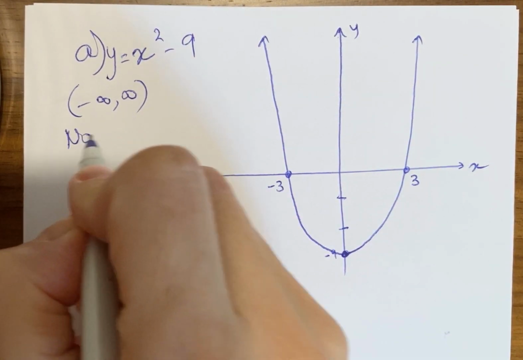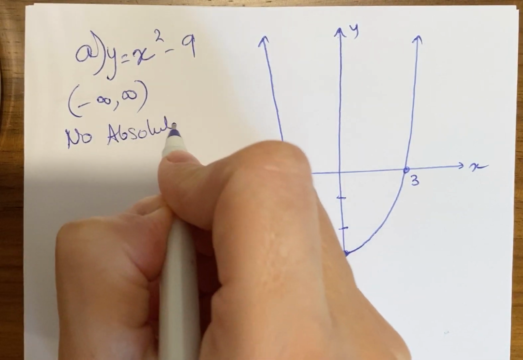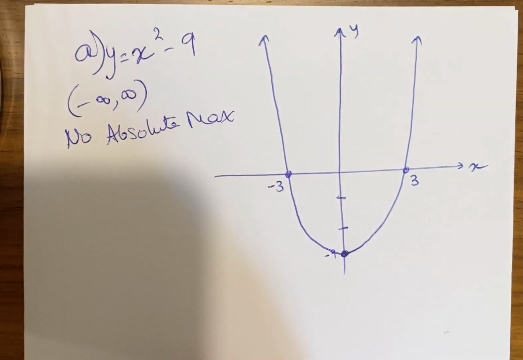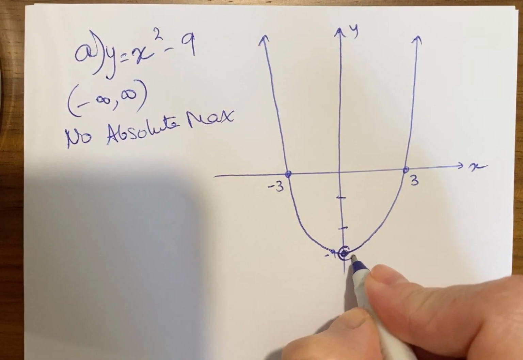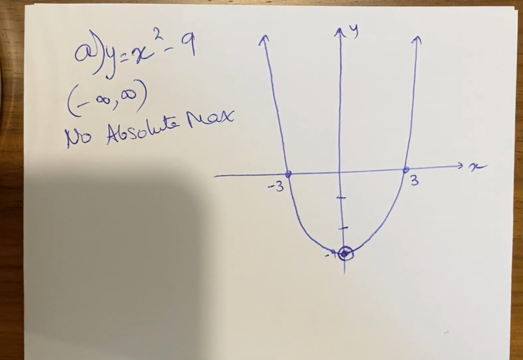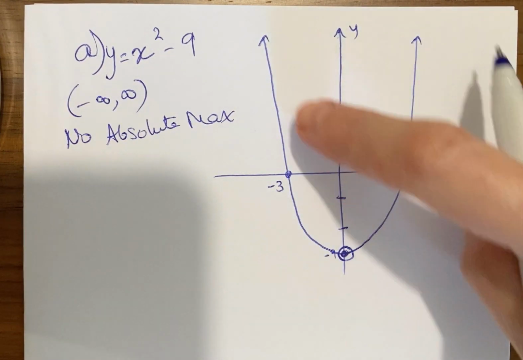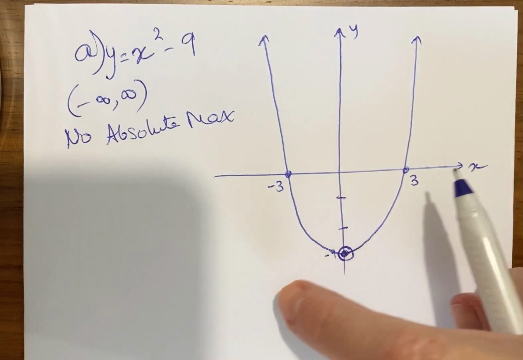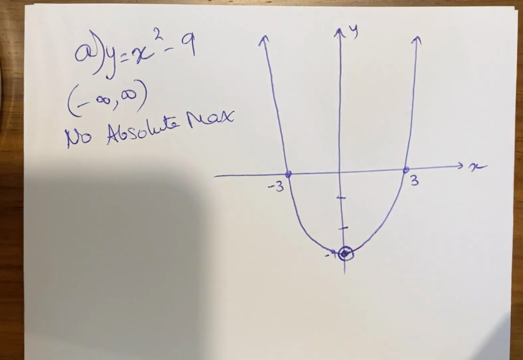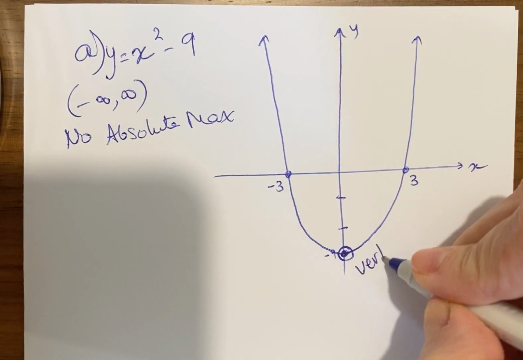I say no absolute max, but there is an absolute minimum. What is the absolute minimum? It's this point over here. We all know that the vertex of a parabola will either be the absolute minimum or the absolute maximum of the function, because parabolas either look like this or upside down. If they look like this, this is the minimum. If they look upside down, then the vertex will be the maximum. This we call the vertex, remember?